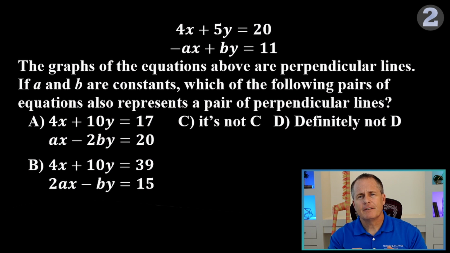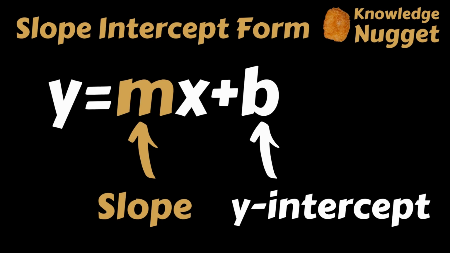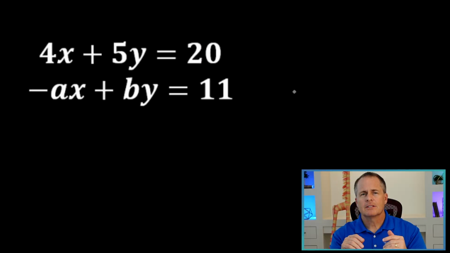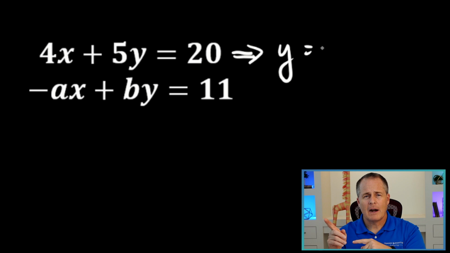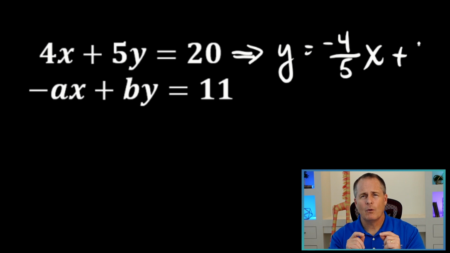So this was really a slope problem. The best way to find the slope is to solve both equations for y and get the equations into y equals mx plus b form. Solving the first equation for y, you have to subtract the 4x from each side and then divide by 5 to get y equals negative 4/5 x plus 4.